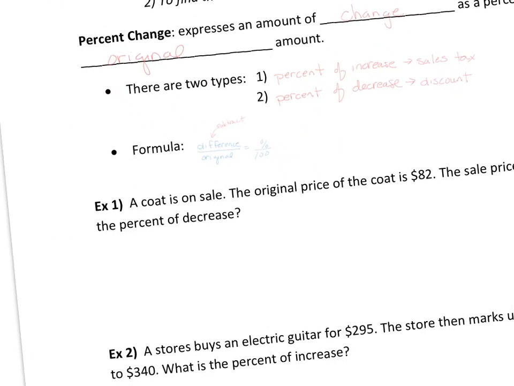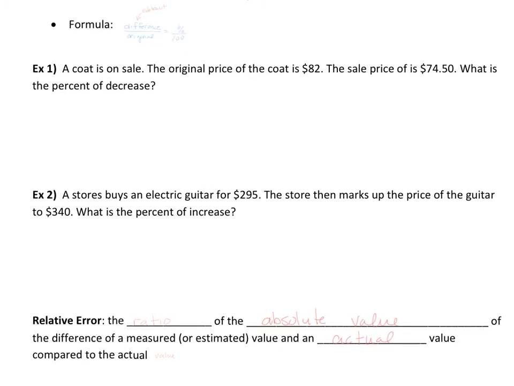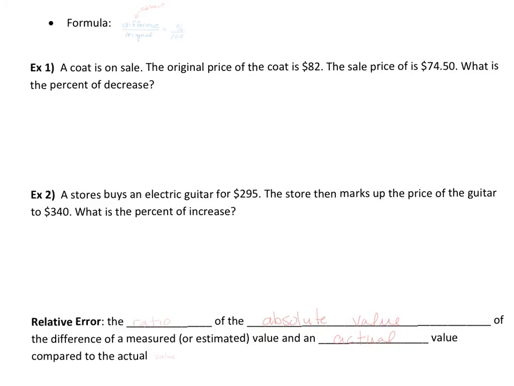All right, so let's look at an example here. Example 1. A coat is on sale. The original price of the coat is $82. The sales price is $74.50. What is the percent of decrease? Now on this, they have already told you that the price is going down. You started at 82, you went to 74, so that is going down.